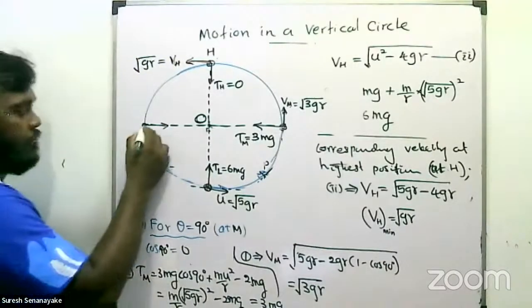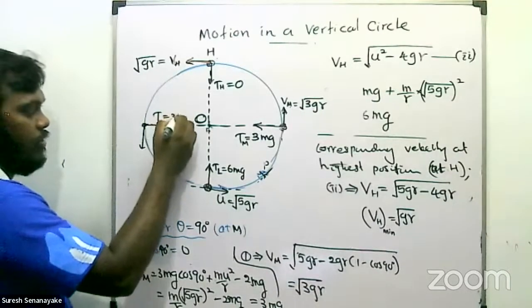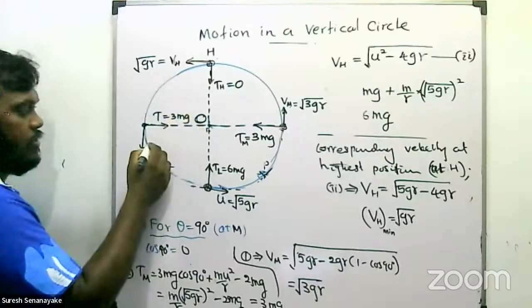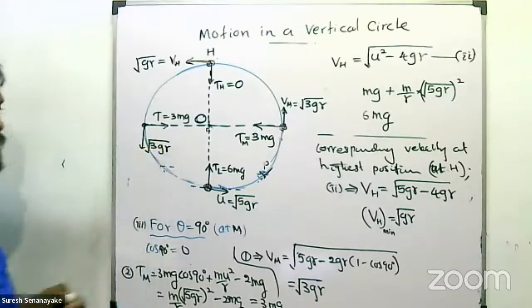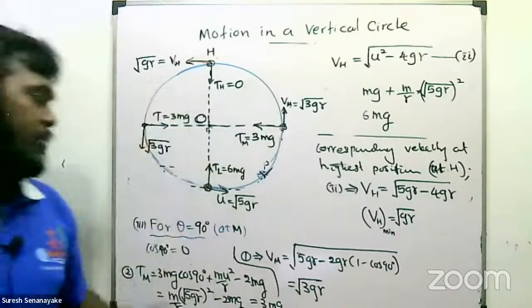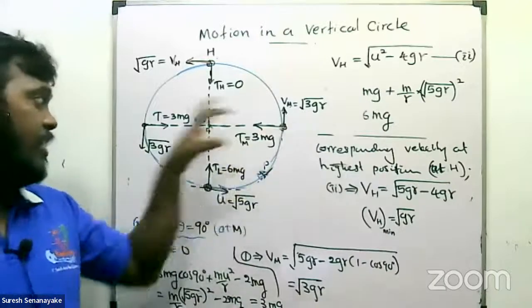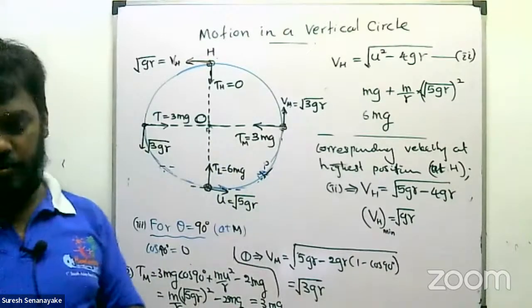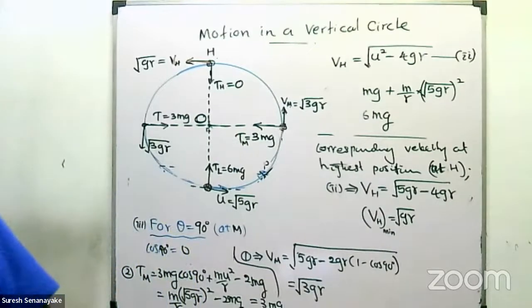We can say at this point also, this T equals square root of 3mg. This equals square root of 3g. These are the conditions to be satisfied. That's a way. At this position, these velocities and tension should be there to complete the vertical circle without slacking the string. So you need to remember this.